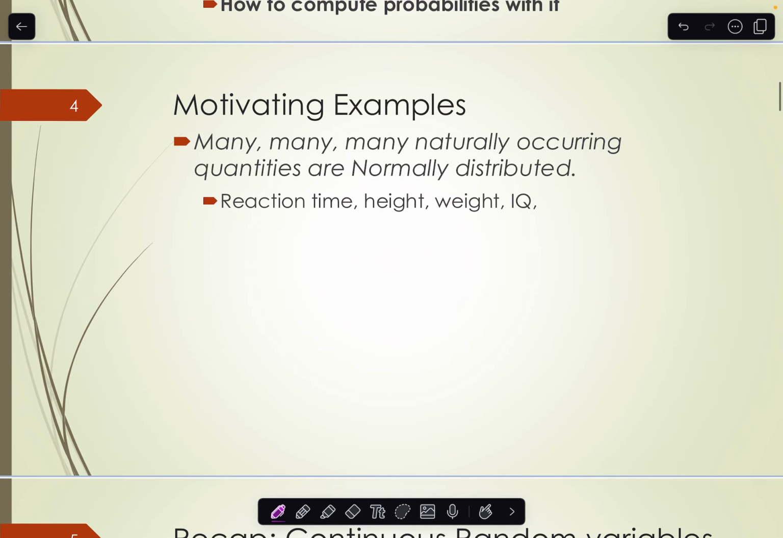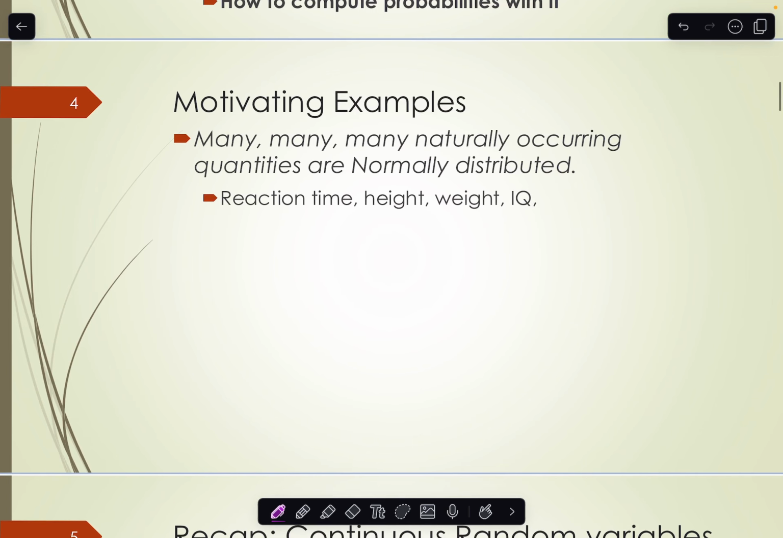Okay. As far as motivating examples go, many quantities can be modeled using a normal distribution, such as reaction time, height, weight, IQ, etc.